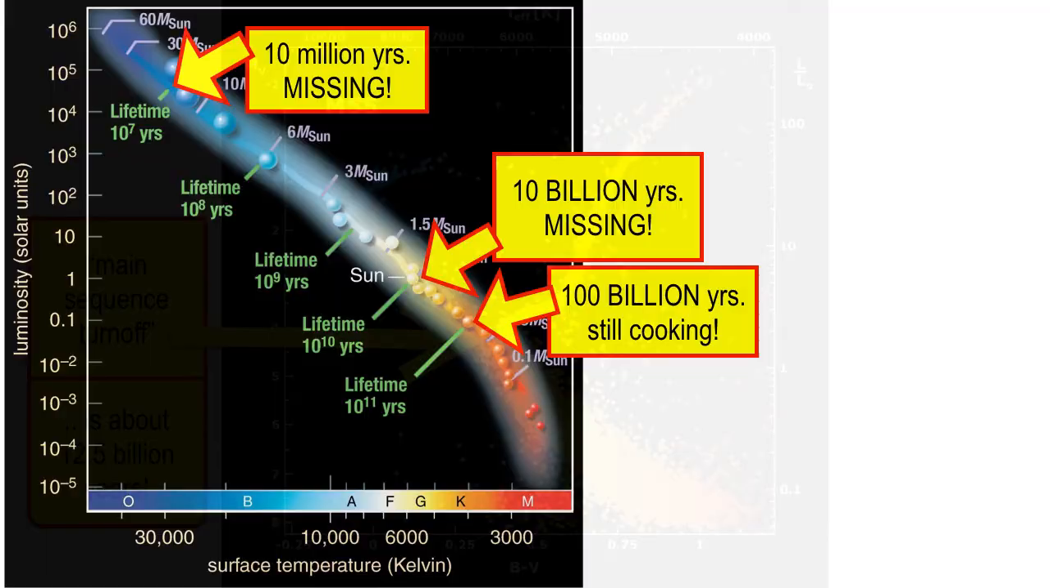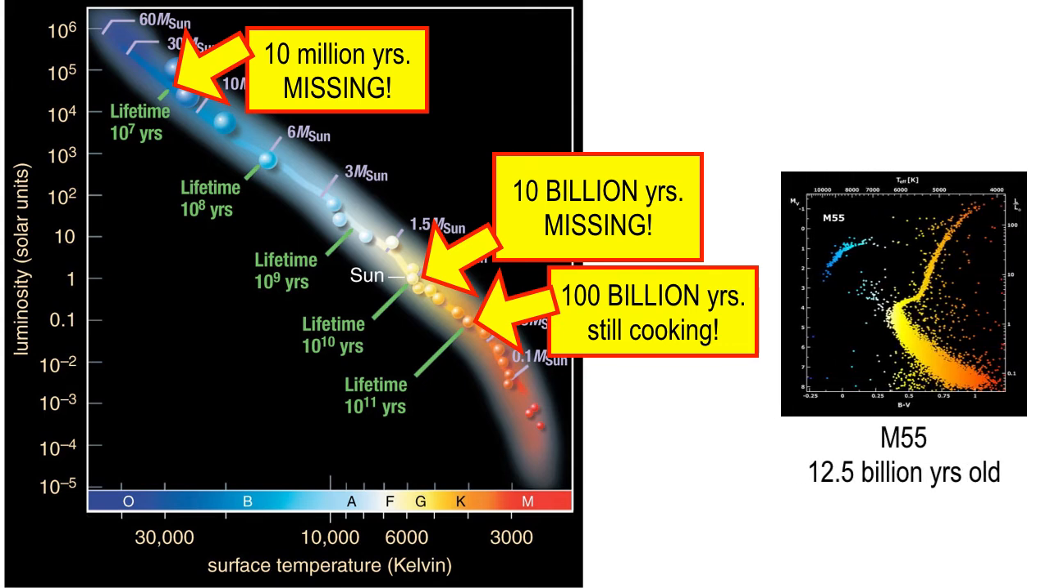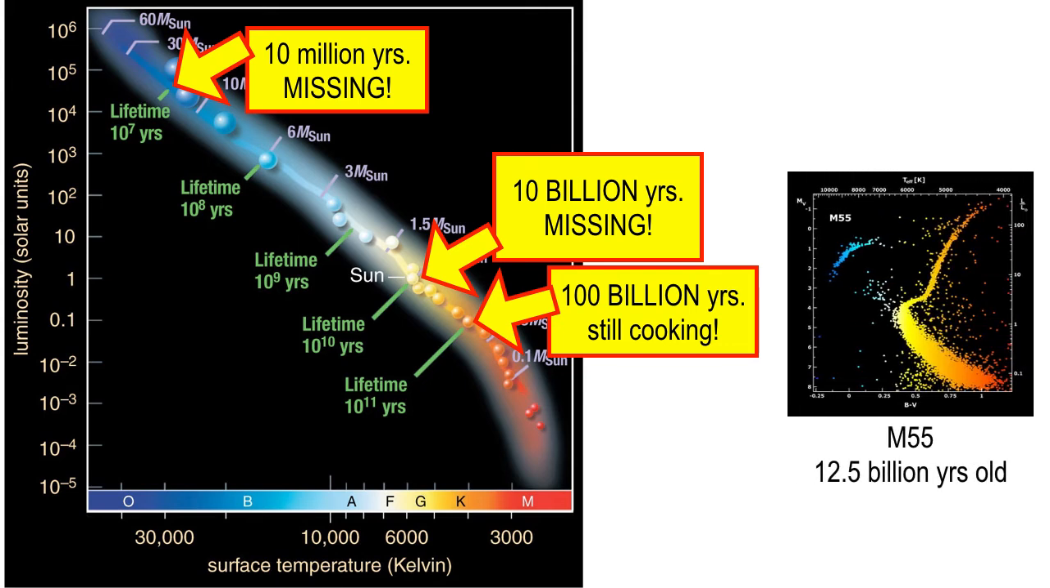So here's another way to look at this. In M55, this one here, the 10 million year old stars are gone. They're up somewhere in the upper right, or maybe in the blue group in San Diego. The 10 billion year old stars are gone because the cutoff for M55 is about 12.5 billion years. All this stuff down here in the red is still cooking, because it's going to take 100 billion years or so for those things to jam off the main sequence. And then when they do, they're not going to be easy to observe.